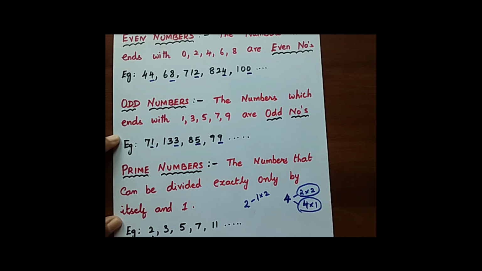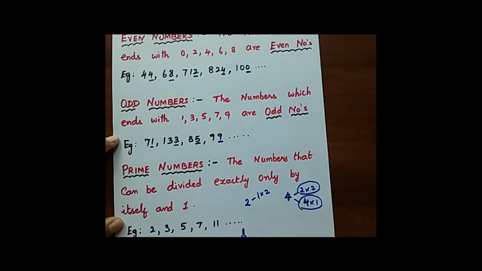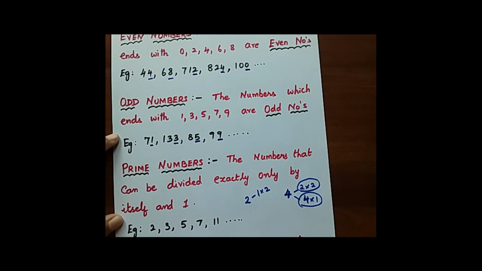And one more thing, the only even prime number is 2. All other prime numbers are odd numbers. That is an important hint here. So the only even prime number is 2. All other prime numbers are odd. Okay.